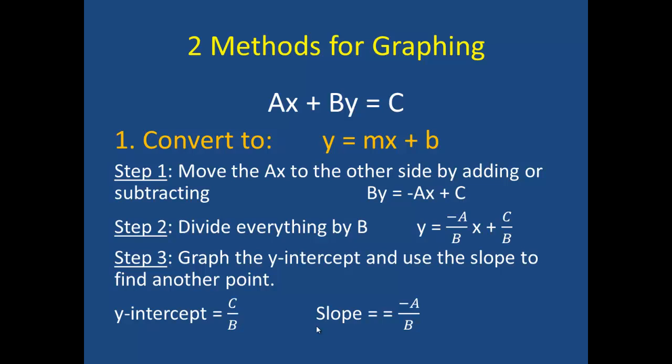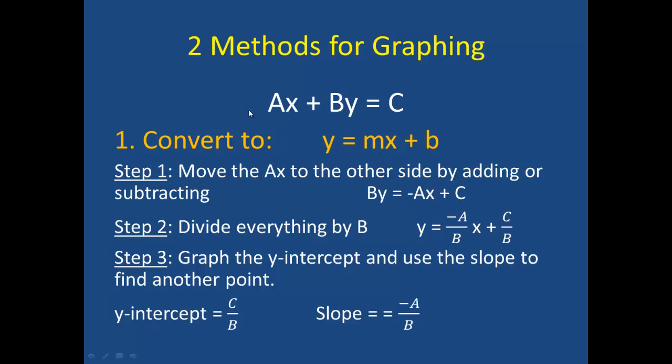Our goal this week is to be able to graph linear equations presented in standard form. There are two different methods for doing this. The first method is to start with the standard form and convert it to slope-intercept form, which is y equals mx plus b. There are 3 steps to do this.